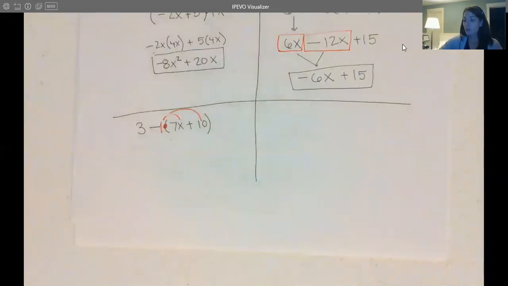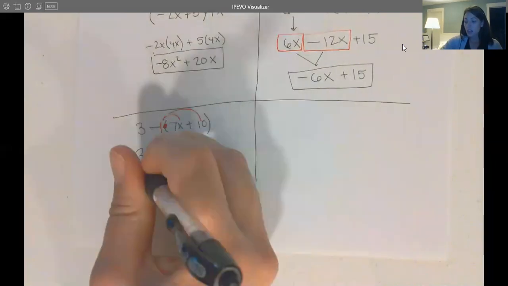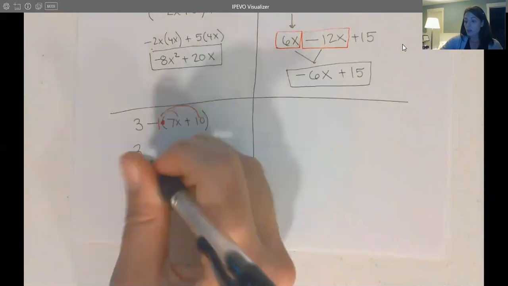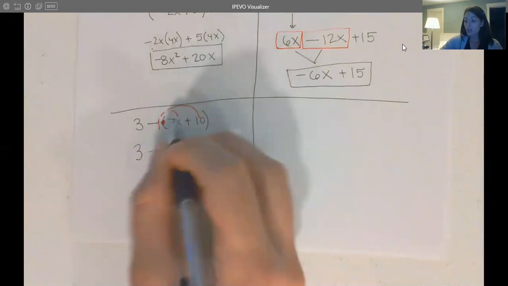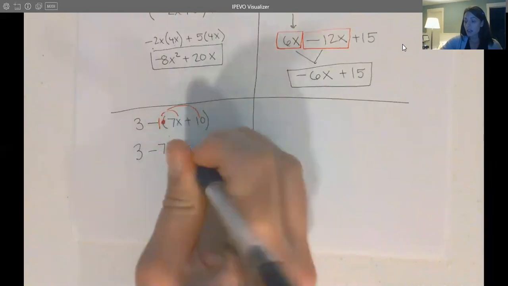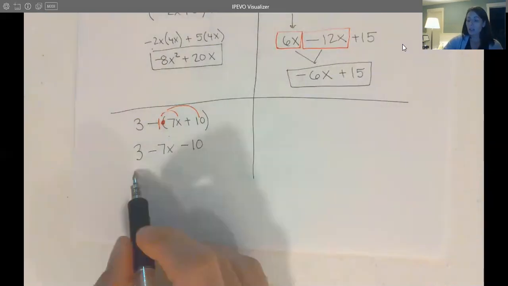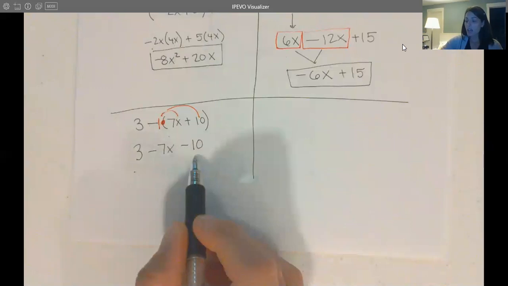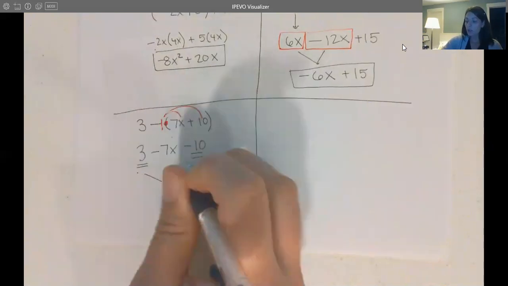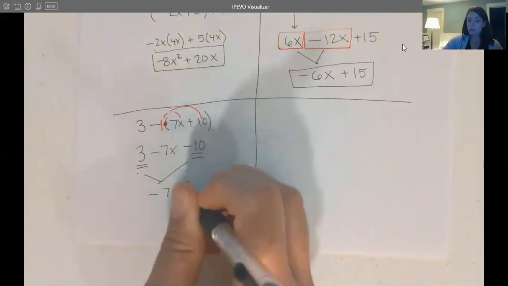The 3, similar to the 6x here, is not getting touched yet. When I distribute the negative 1 through, the negative's important, right? I've got to keep that negative. So it's going to become negative 7x subtract 10. Now that 3 is a like term with this negative 10, and I can combine these like terms. That would give me negative 7 subtract 7x.